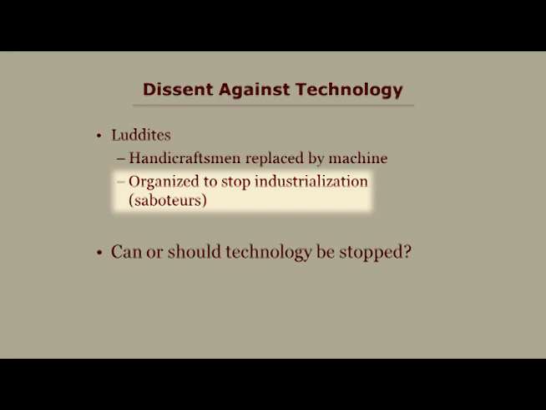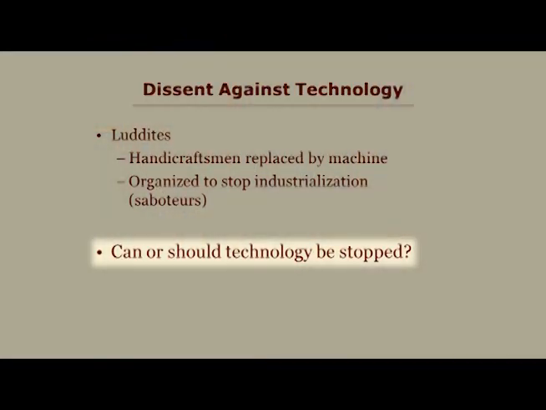cast objects into the machines. In fact, it's said that the word saboteur comes from people like Luddites casting wooden shoes into the machines. But the Luddites were unable to stop the problem that they saw as a problem, unable to stop technology. In fact, you might ask yourself, is it possible to stop technology? And I believe the answer is no.